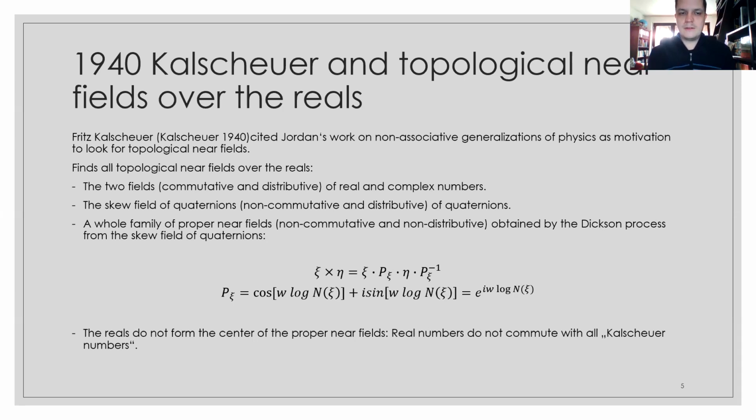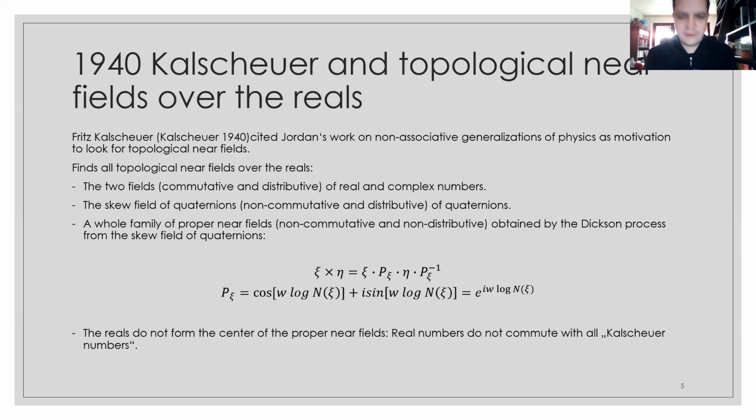So he looked for topological near fields over the real numbers, and he found that the fields of real and complex numbers form, in a sense, trivial near fields because they are commutative and distributive, but nevertheless, it's a near field in a very general sense. So the real and the complex numbers are examples of near fields over the real numbers, which are well known and, from the perspective of near-ringers, maybe a little bit trivial. The other thing he found was that the skew field of quaternions is also one of the near fields over the field of real numbers.